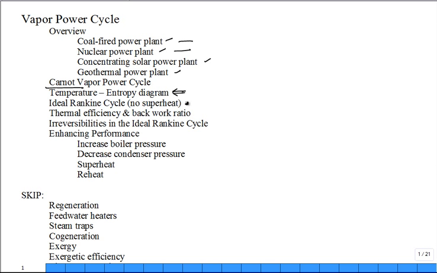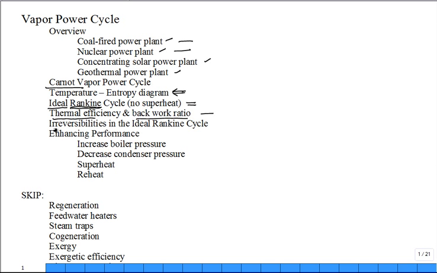And we'll talk about an ideal Rankine cycle. This is named after an individual, Rankine. I guess we could look him up on Wikipedia and take a look at his picture, where he lived and all that. The ideal, meaning there are no irreversibilities in the pump or the turbine, and we're not going to superheat it. What comes out of the boiler will be saturated vapor. Then we'll talk especially about the thermal efficiency and the back work ratio. These are metrics for the system.